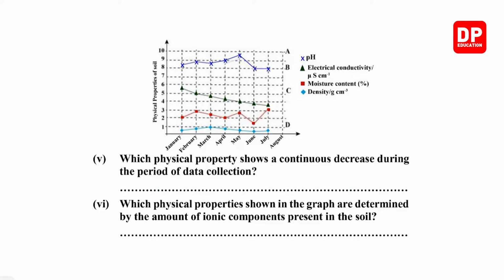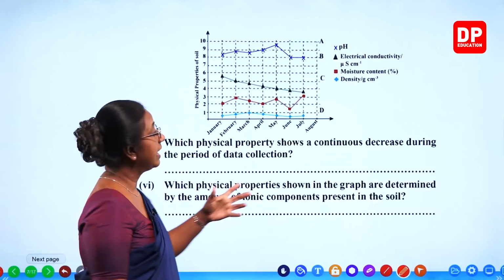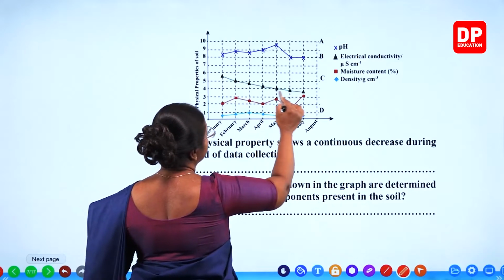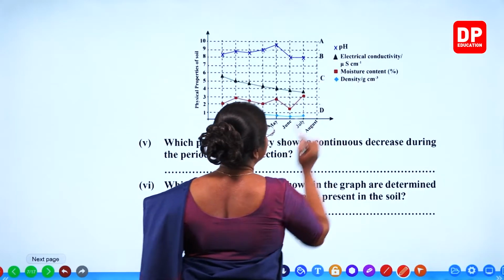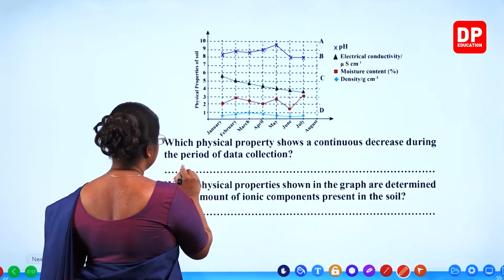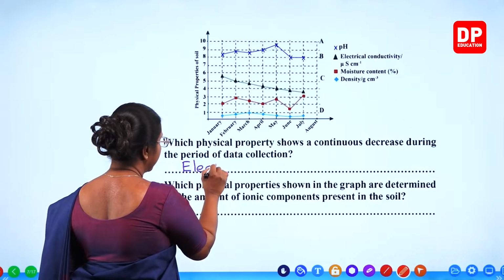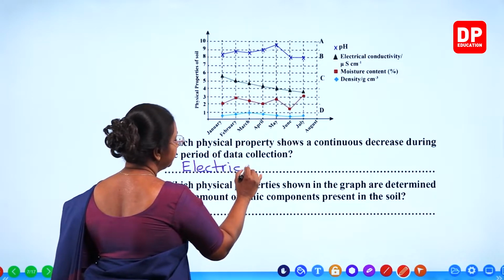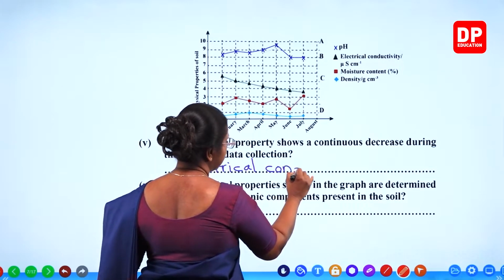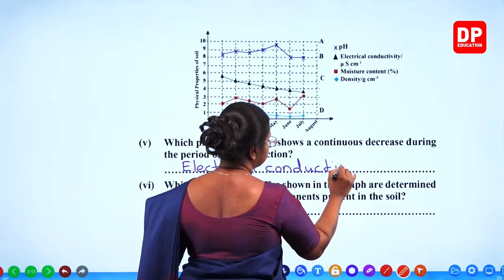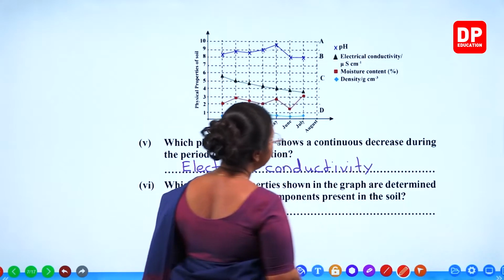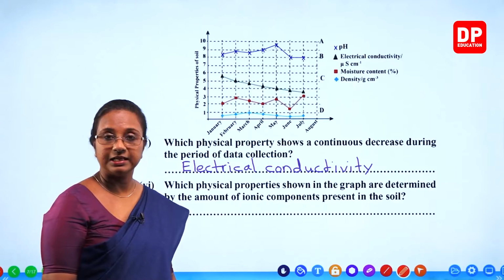Then the next one, again the same graph is given to you. The fifth part of the question, which physical property shows a continuous decrease during the period of data collection? That I mentioned to you all. This particular property. What is that? It is the electrical conductivity. So that is what you need to write here. Electrical conductivity. Is that correct?